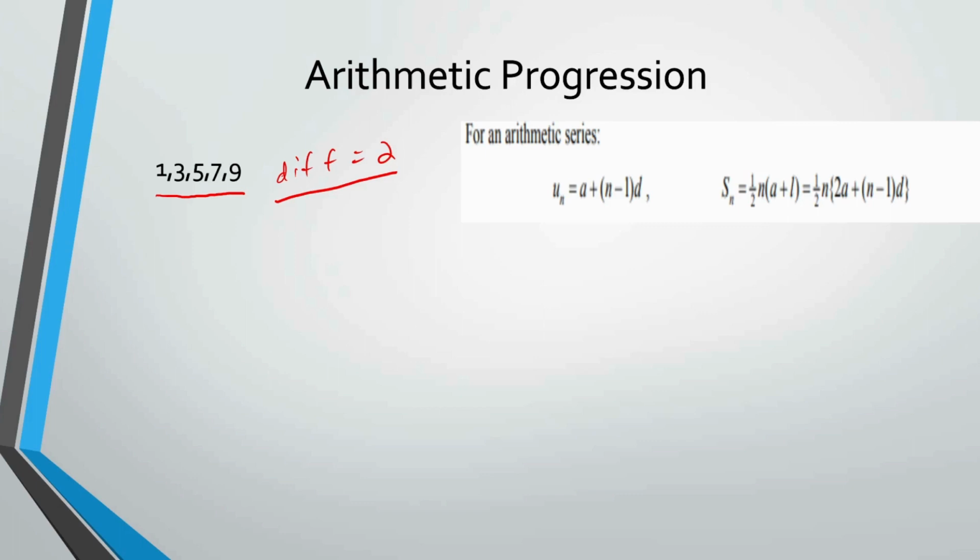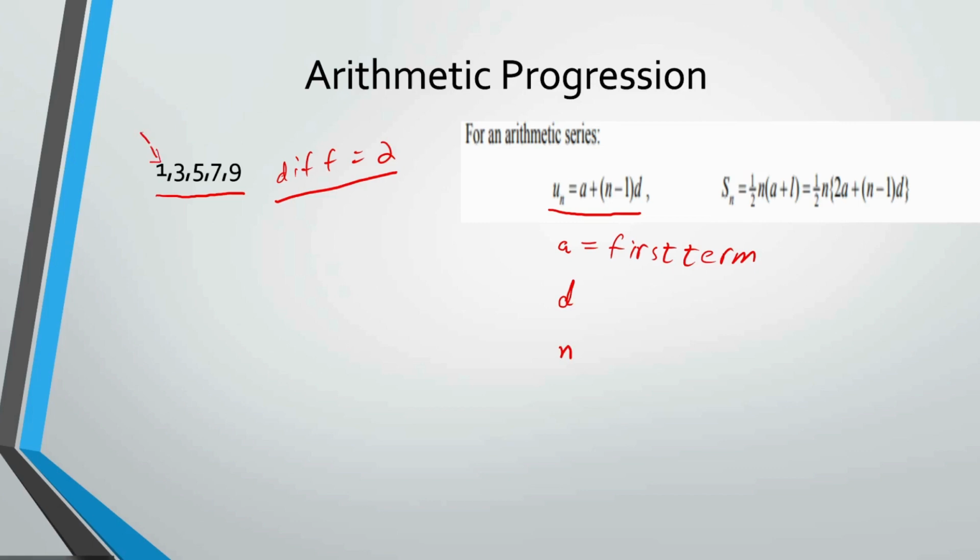Now on the right hand side, I've taken two formulas from your formula sheet. What we are going to do is discuss them. First, to understand those formulas, we have to discuss the variables involved. The variables are a, d and n. What is a? A is your first term. In the case of 1, 3, 5, 7, 9, my first term is wherever my series starts from. In this case it is 1.